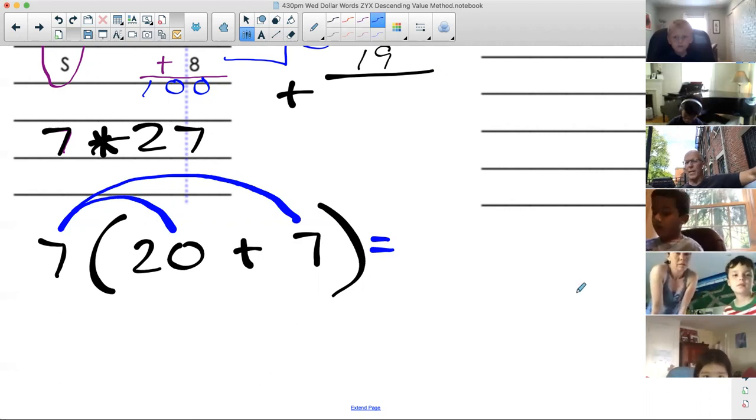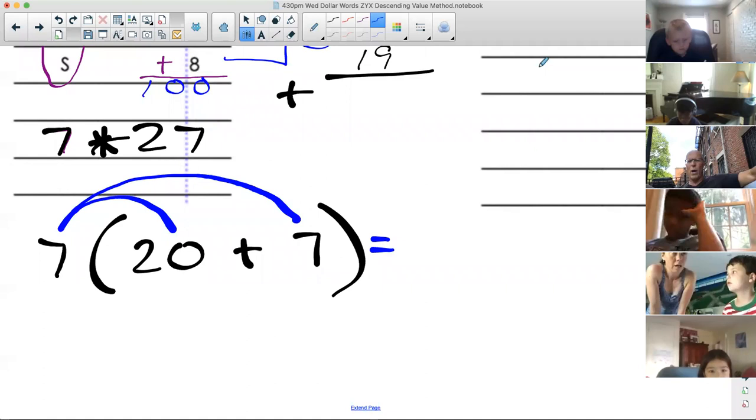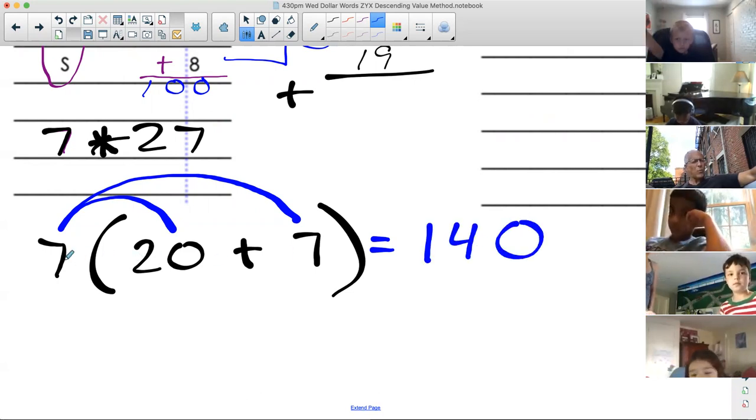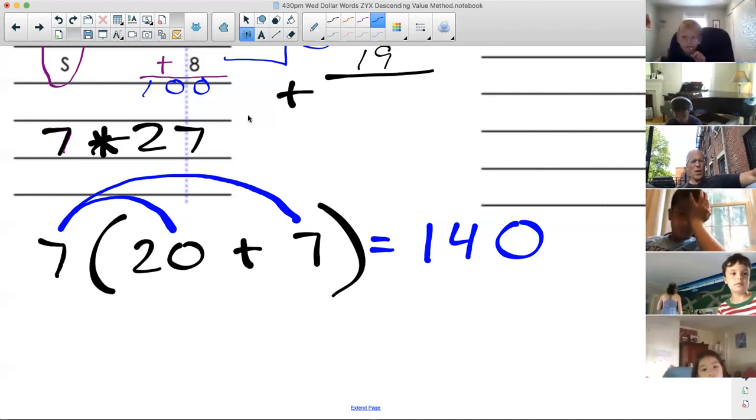7 times 20, and just think of 7 times 2, and then tack on a 0. Raise your hand if you had the answer to 7 times 20. Go ahead, William. 140. Exactly. William, did you do that by doing 7 times 2 is 14 and then tacking on a 0? Yes. That's the best method. Now, I did 7 times 10 times 2.